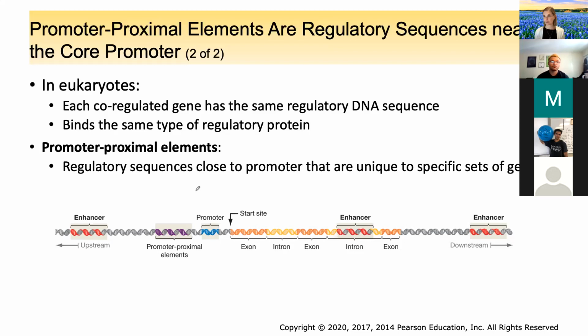We also have promoter proximal elements. And again, these are the purple ones here that are close to the promoter. And again, this tends to be a unique sequence as opposed to being like a TATA box that's common. These tend to be unique, and so that way we can get the specific gene of interest that we want.